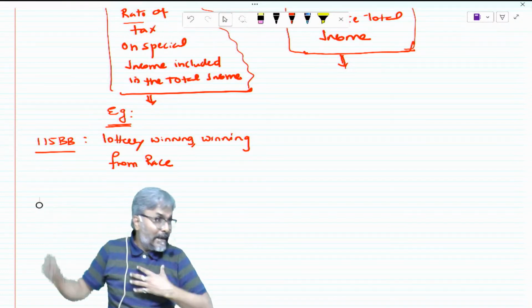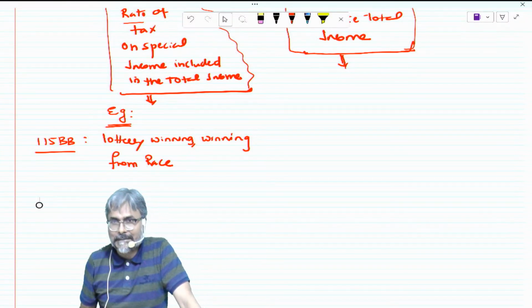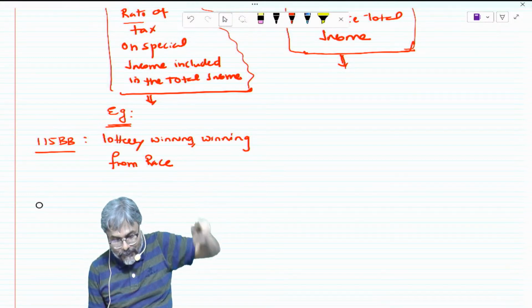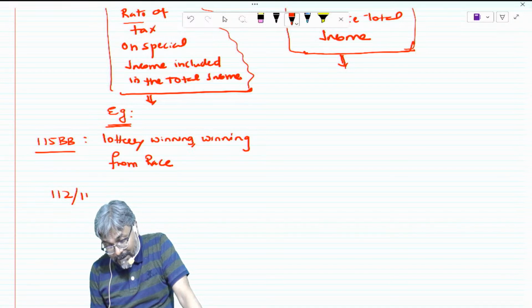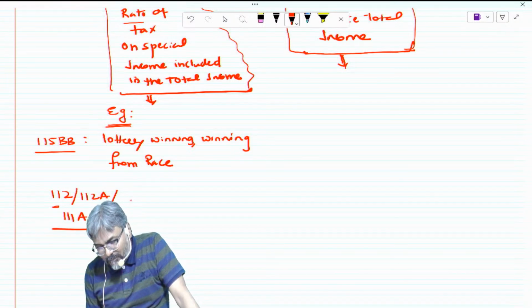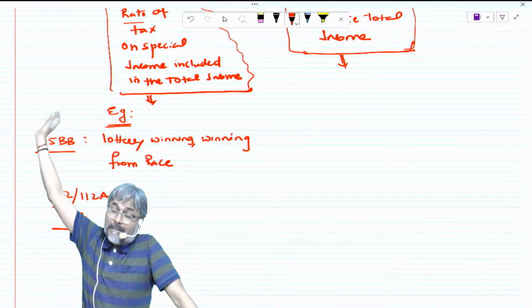People come here, I give you what? 10% tax rate. Now 10% is a special rate, isn't it? So special rate, students, which is section 112, 112A, and one more section I'll give you, 111A. You'll want to know what is written in that section. That I will tell you in the relevant topic.